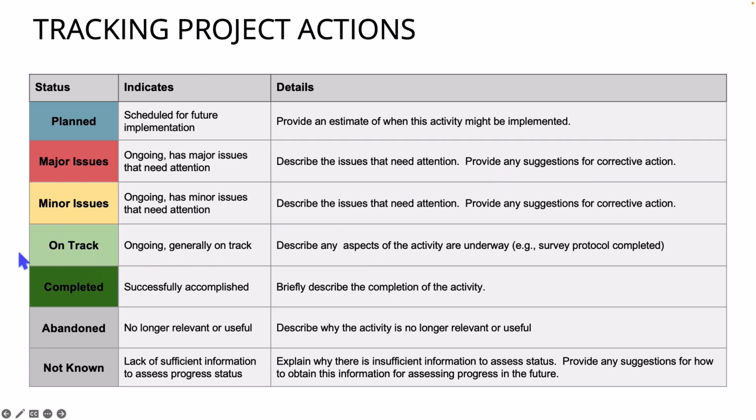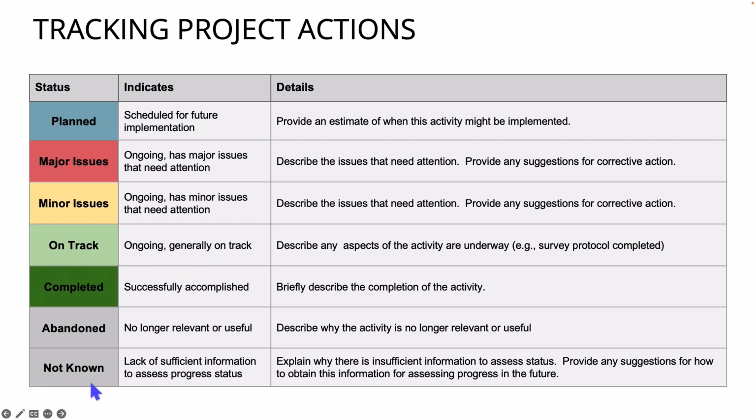If you select On Track for an activity, that indicates that the activity is ongoing and it's generally on track. In the details here, you'd want to describe any aspects of the activity that are underway. For example, a survey protocol completed.